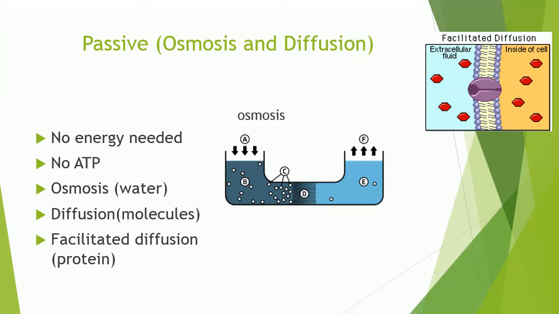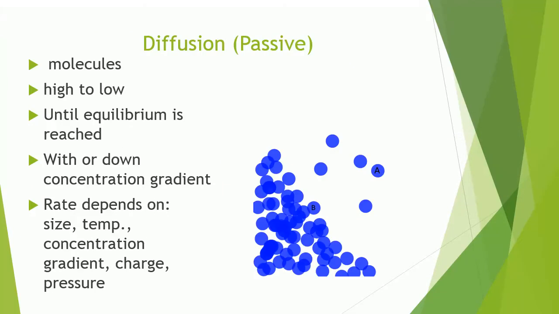So in passive transport, you don't need energy or no ATP. Examples are osmosis and diffusion and facilitated diffusion. And facilitated diffusion is going to use a protein like the purple protein on the right. Diffusion is a type of passive transport where the molecules move from high to low until you get equilibrium. So it's going to be with or down the concentration gradient. And the rate's going to depend on size of molecules, temperature, concentration gradient, charge, and pressure.